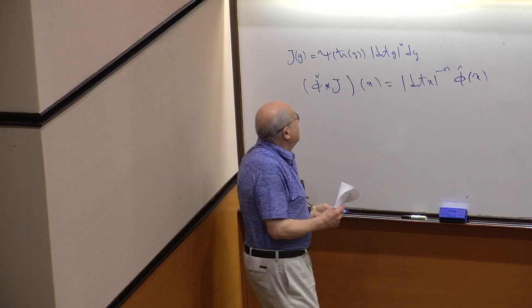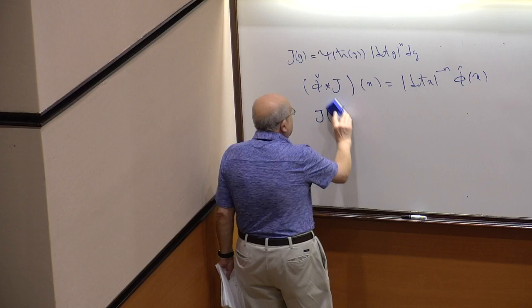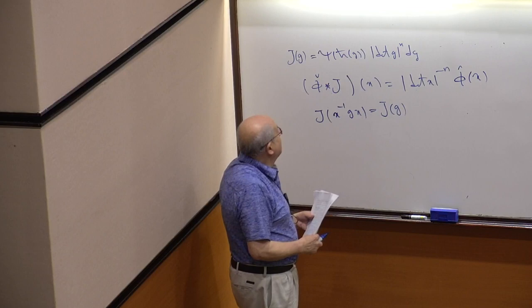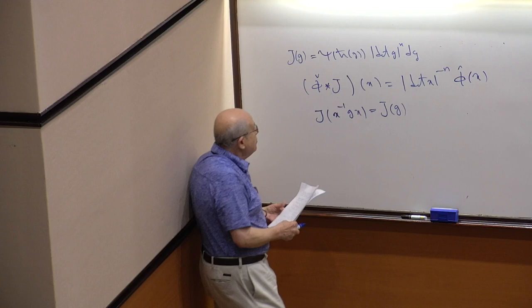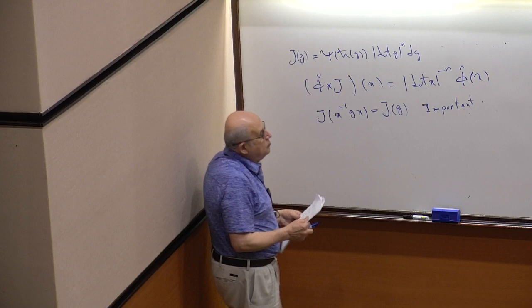Now, one thing which is true in here, you can just see that J of G X G inverse is J of X. So this J is invariant under the conjugation by elements of G, it doesn't change. This is important. The Fourier transform that Godement-Jacquet defines has this property.